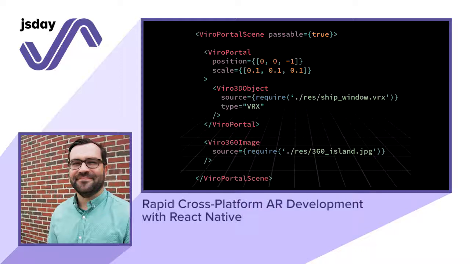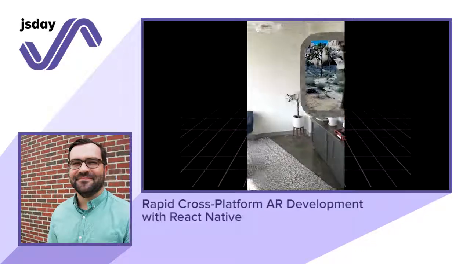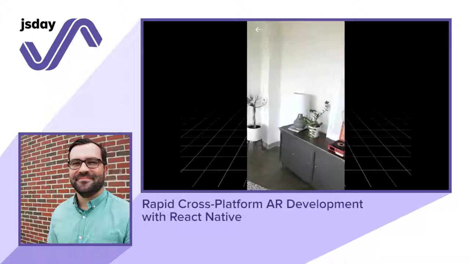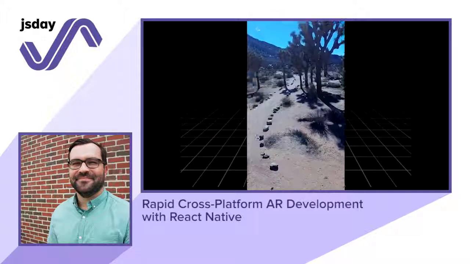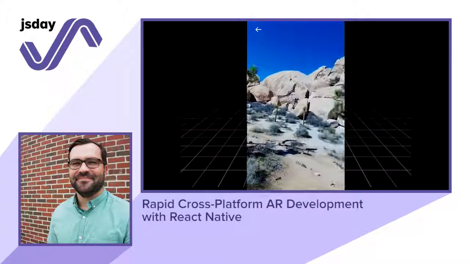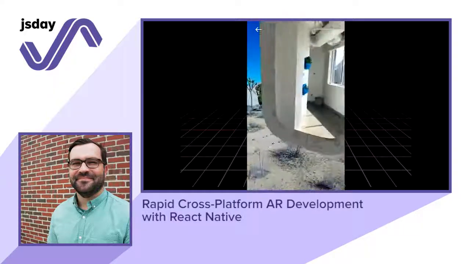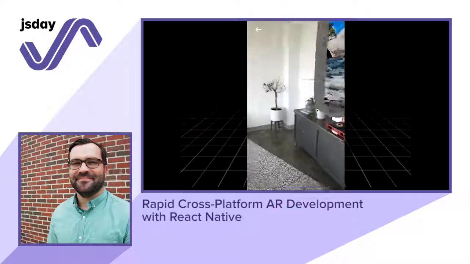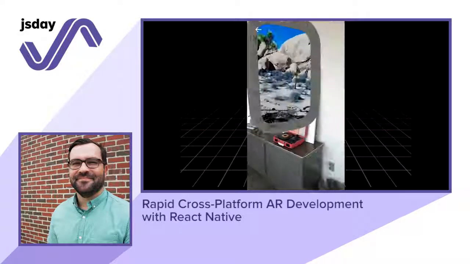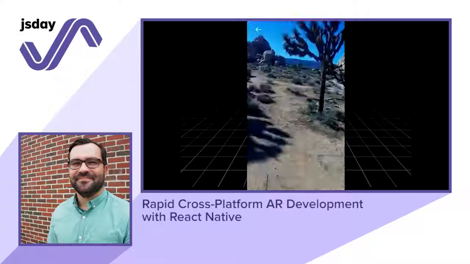So let's take a look at what that looks like. So I have this ship's window. See, there's nothing behind it, and then I'll walk into this scene, and now this is a 360 image that I just loaded with that 360 image component from Viro. Again, I can walk back through it, and that doorway still stays at the same place. I can look around the entire scene.